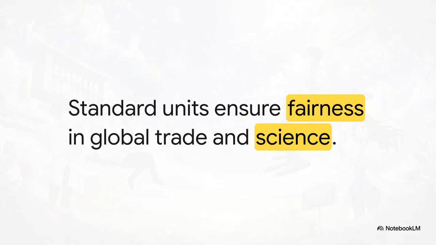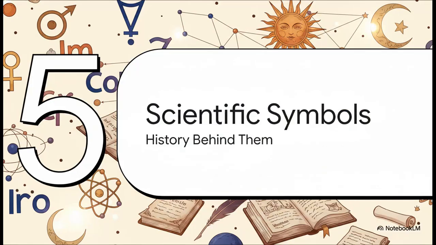Avoiding that kind of ambiguity by using a standard unit like the kilogram not only prevents those massive historical errors in aviation, but it ensures absolute fairness in international research and everyday global trade. When you buy vegetables, a kilogram means the exact same amount everywhere on Earth. Standard units ensure that whether a scientist is working in Mumbai or Montreal, they are speaking the exact same precise language. Let's dive into Section 5, History Behind Scientific Symbols.